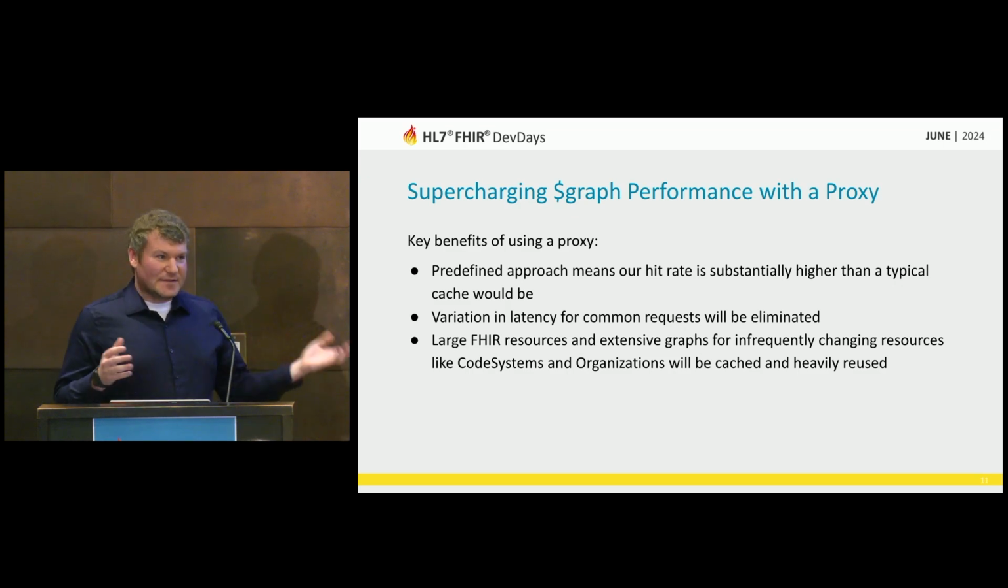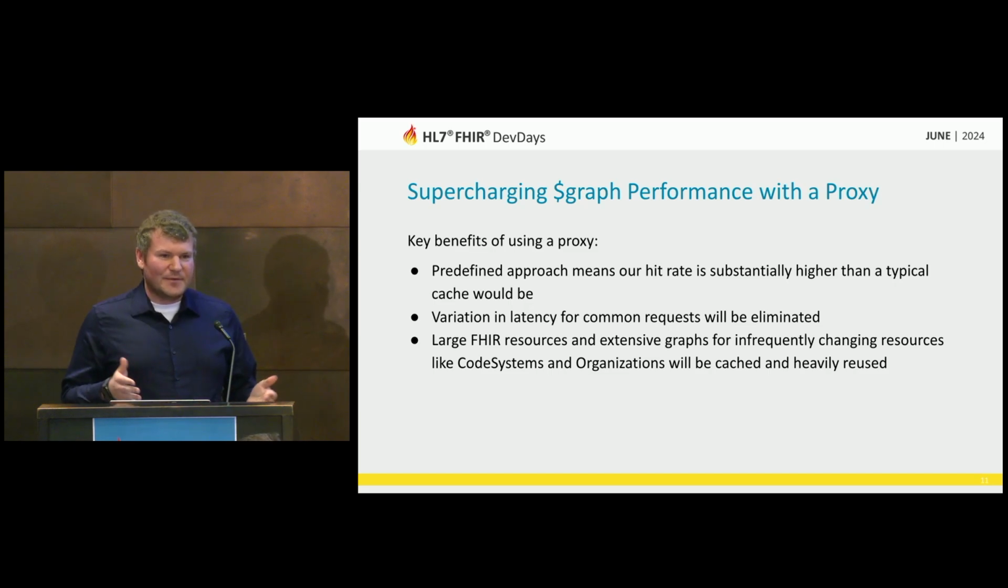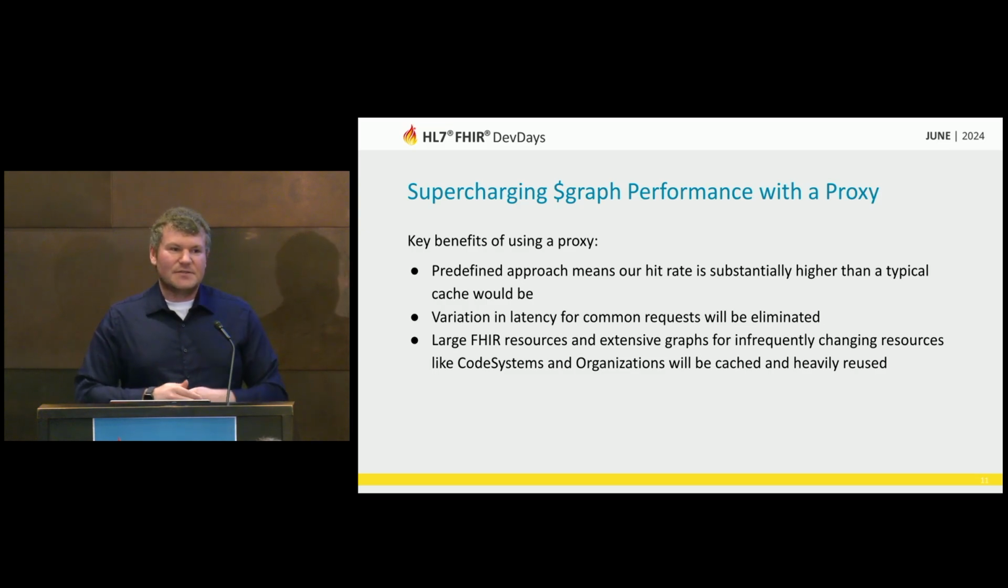Obviously, this comes with some pretty big key benefits. In addition to the regular benefits of caching, we actually are going to have a much higher hit rate than usual for this scenario because we're predefining these data relationships. So we're narrowing the scope of all the possibilities of different values that could be hit. Obviously, this is also going to help vastly reduce the latency for common requests. And large FHIR resources and extensive graphs for infrequently changing resources, things like code systems, organizations, or other definitional resources that aren't changing very often are obviously going to be cached and heavily reused.